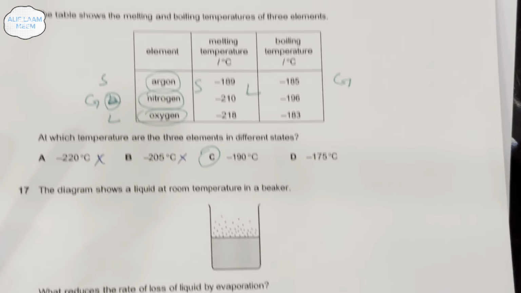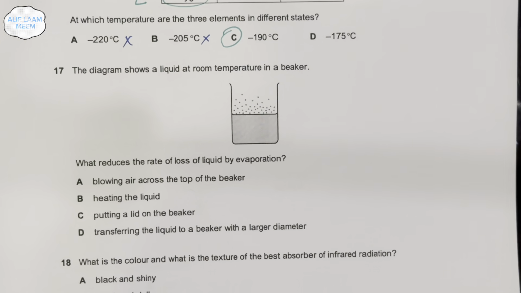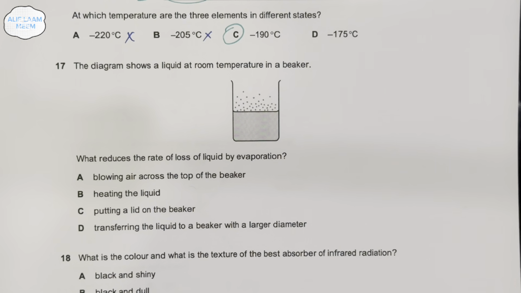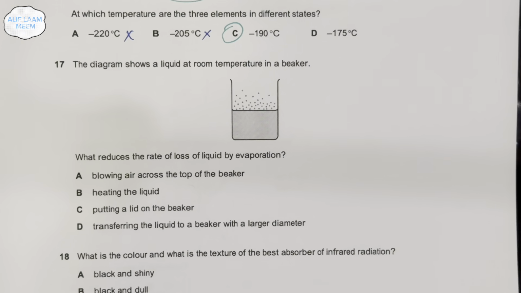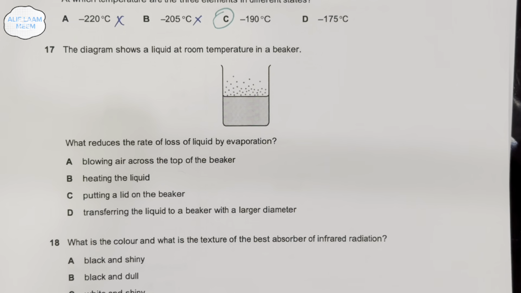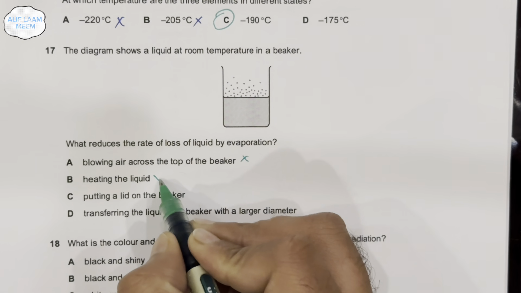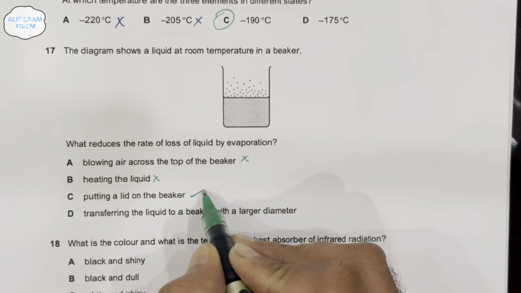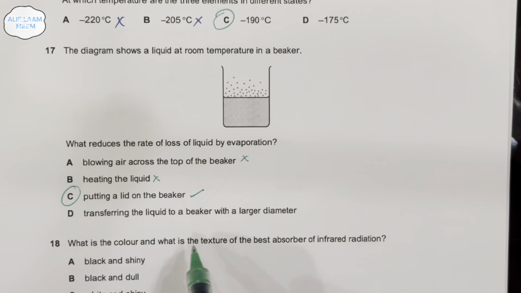Moving to question number 17, the diagram shows a liquid at room temperature in a beaker. Which reduces the rate of loss of liquid by evaporation? We know that evaporation depends upon the surface area and temperature. Blowing air across the top would increase, not reduce. Heating the liquid would also increase, so these are the wrong options. Putting a lid on the beaker, yes, that will reduce. So option number C is right, and transferring the liquid into a beaker means increasing the surface area, so option number D would increase, not reduce. So C is the correct option.